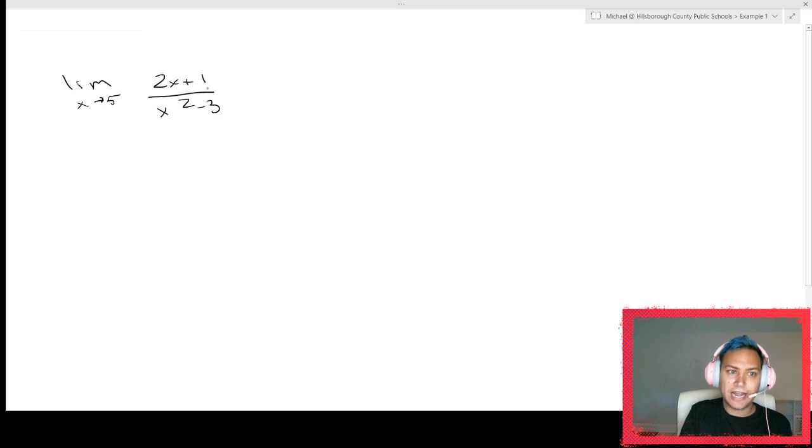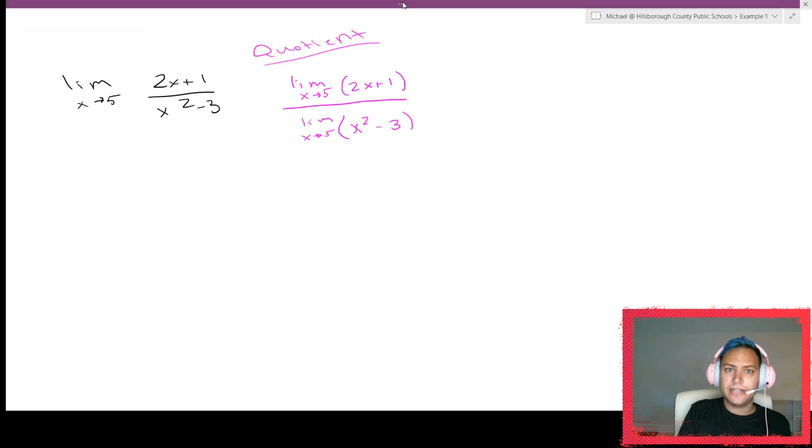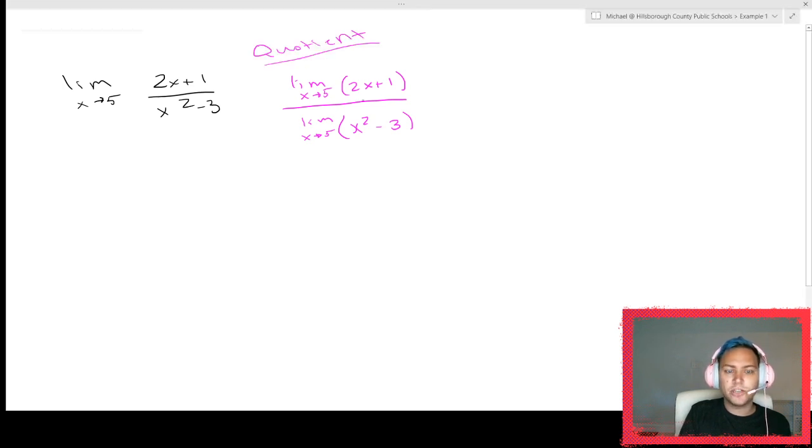The first thing I recognize is I could use the quotient rule, right? There is a function on the top and a function on the bottom. So I could separate this and say, okay, the limit as x is approaching 5 of the function 2x plus 1, divided by the limit as x is approaching 5 of the function on the bottom, x squared minus 3. I could go even further here. I have a couple separate functions. In this top function, that's an addition problem, so I could separate it by using the sum and difference rules. Similarly, we could do the same thing on the bottom with the difference.